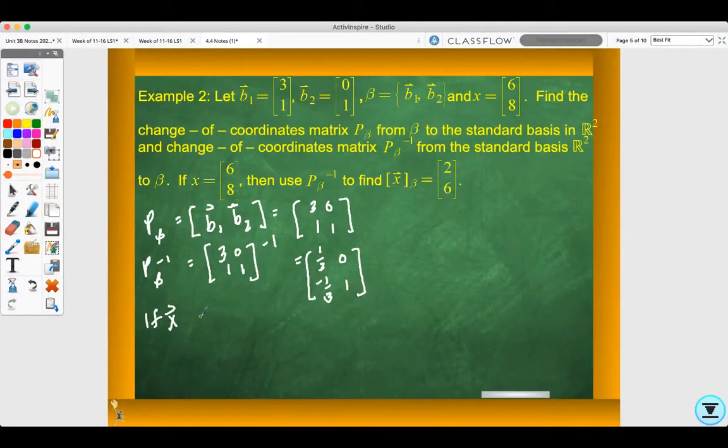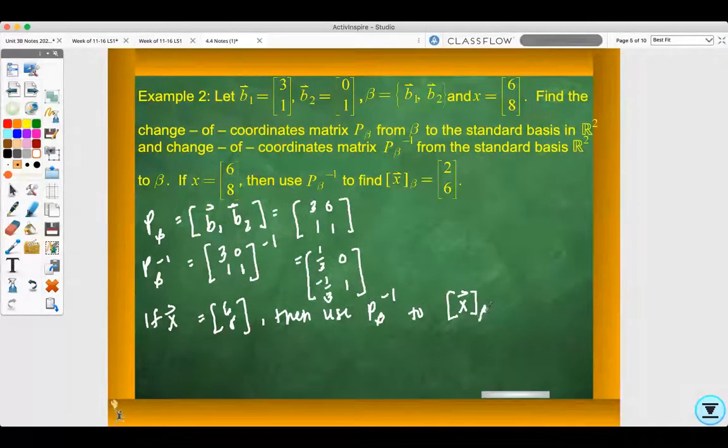If vector X equals 6, 8, then use my inverse to find my B coordinate vector of X, being 2, 6.